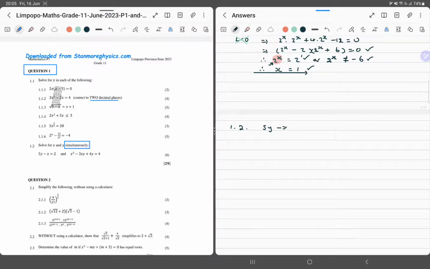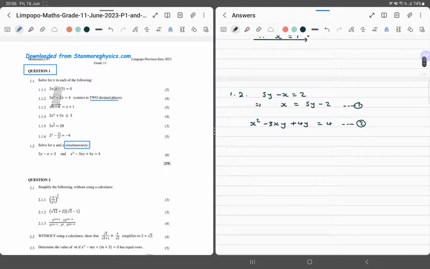5y minus x is equal to 2, which implies that x, if we transpose x to the other side and rearrange, x is going to be basically 5y minus 2. We can make that equation 1, and then we're given x squared minus 3xy plus 4y is equal to 4. We can make this one equation 2. Obviously, this is some sort of a circle, and that is a linear.